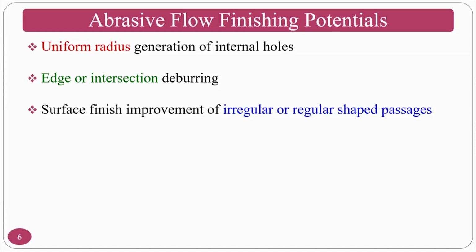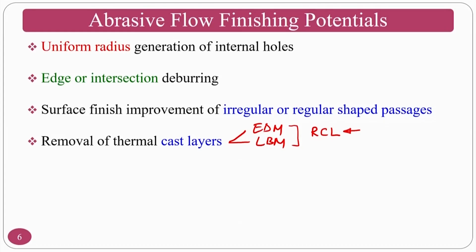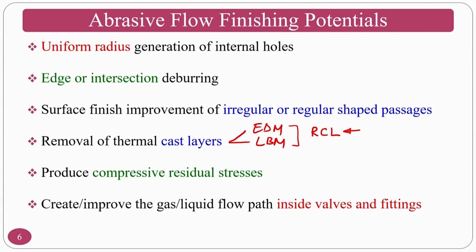Surface improvement of irregular and regular shaped passages can be achieved, along with the removal of thermal recast layers. Whenever you do thermal processes like EDM or laser beam machining, a recast layer will be formed, which we have seen in the previous classes. This recast layer is not good for practical application because it is a brittle layer, and thermal cracks will be there. Whenever you use it in practical conditions, this recast layer will go off, leaving eccentricity and causing a lot of noise. That is why it has to be removed before putting it into practical applications. It produces compressive residual stresses, which we have seen, and this is good for practical application.